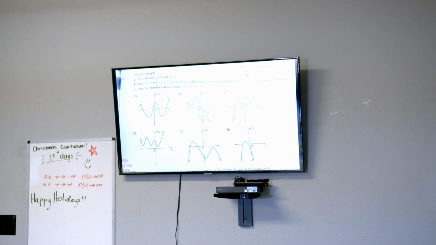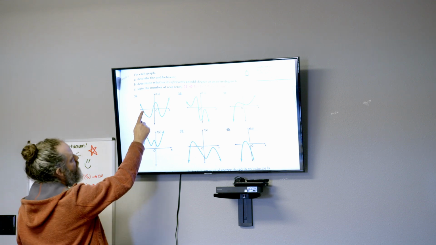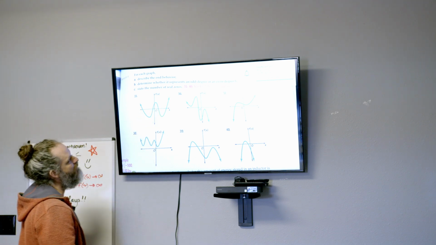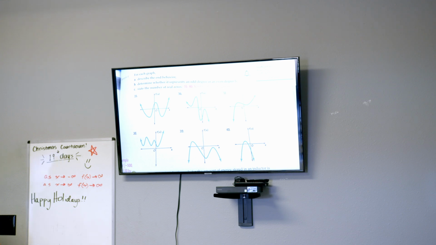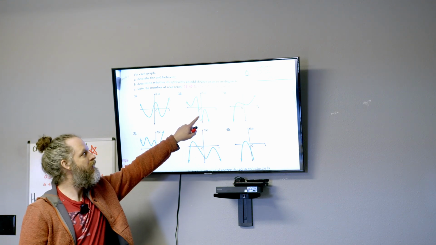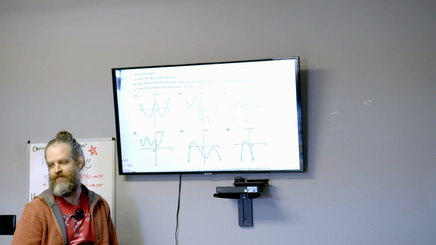Can you do 36? Didn't we? Oh my god. Okay, as x approaches negative infinity, where's the function approaching? Positive infinity. As x approaches positive infinity, where's the function approaching? Negative infinity. And so since they're in opposite directions, it's an odd degree function. And there's one real zero because it crosses once. 35, we didn't answer that. It has 1, 2, 3, 4 real zeros. No, it's odd. Oh no, I was talking about up to 35. This is even, yes.